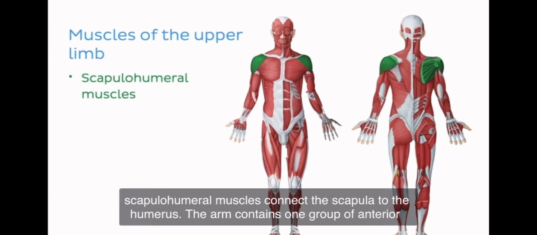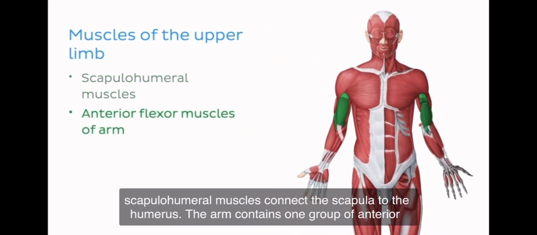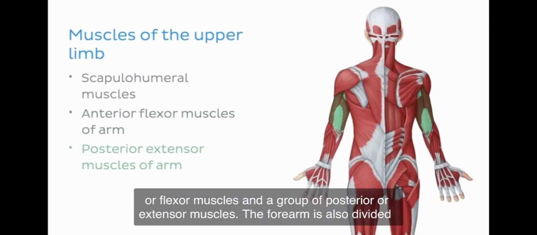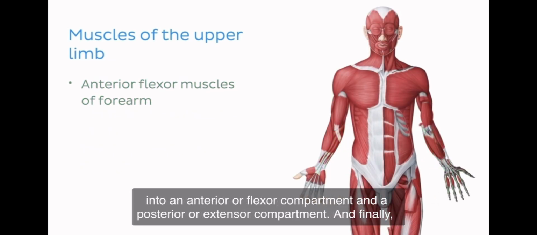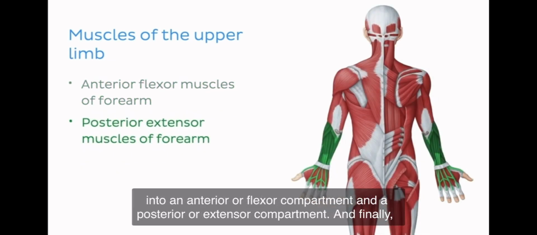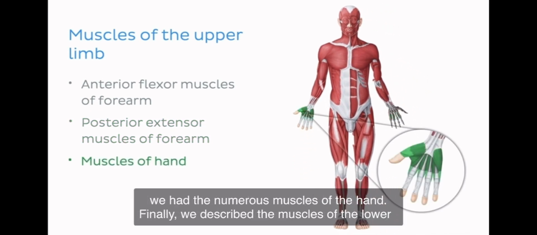The scapulohumeral muscles connect the scapula to the humerus. The arm contains one group of anterior or flexor muscles and a group of posterior or extensor muscles. The forearm is also divided into an anterior or flexor compartment and a posterior or extensor compartment. And finally, we had the numerous muscles of the hand.